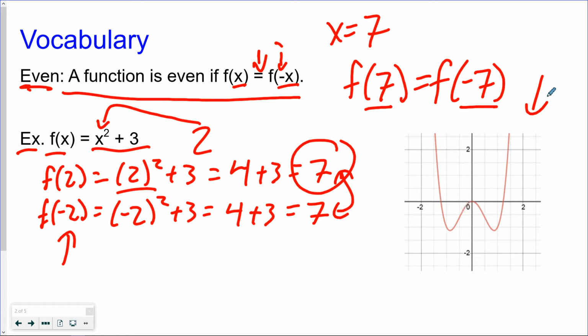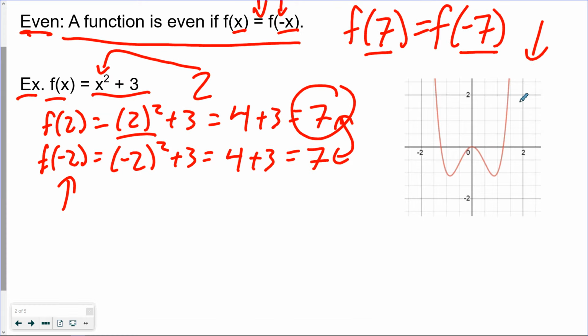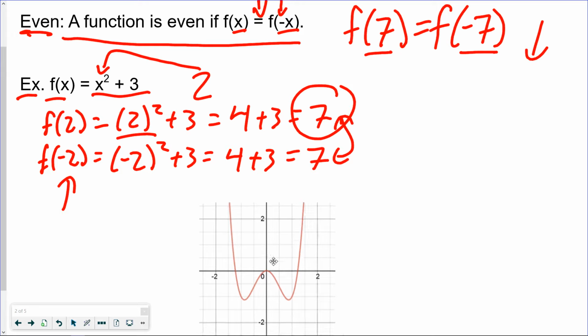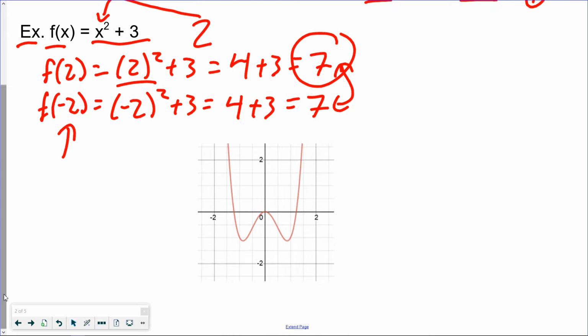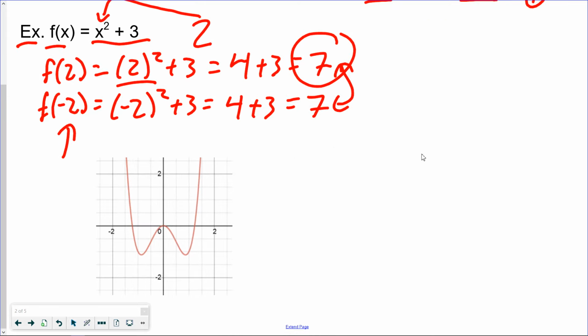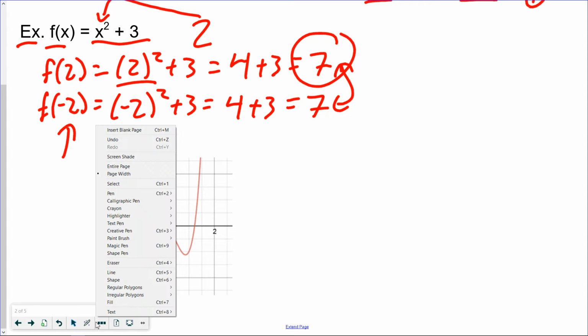So this graph is going to be instructive because you can tell if a function is even or odd just by looking at its graph. So let's go peek at a graph, and I'm going to break down what are the qualities of an even graph. So if a function is even, when you graph it, a couple of things are going to be true here.